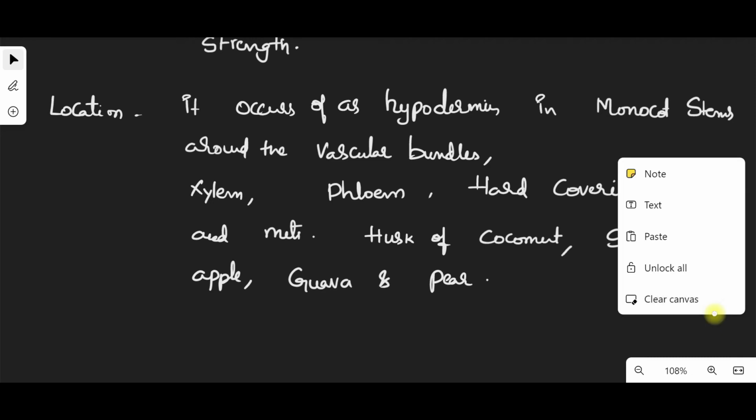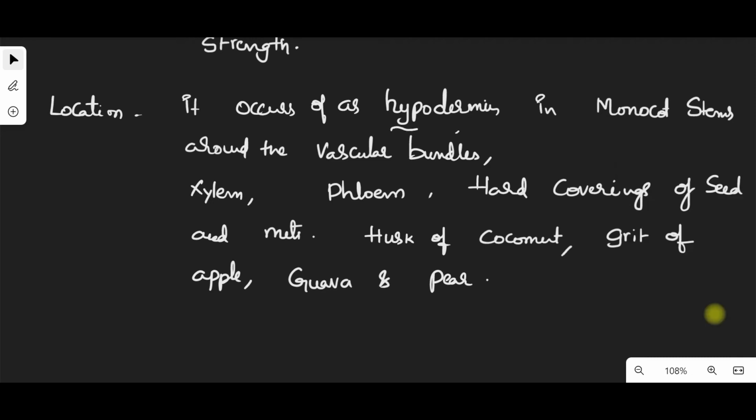See, it is very clear. You have to write that it is present as a hypodermis in monocot stems. Actually, in dicot stems, the colenchyma acts as a hypodermis. Please remember, when I explained the characteristics of colenchyma, colenchyma in dicot stems acts as a hypodermis. But here, in monocot stems, the hypodermis is made up of sclerenchyma. Now, I will explain what is hypodermis.